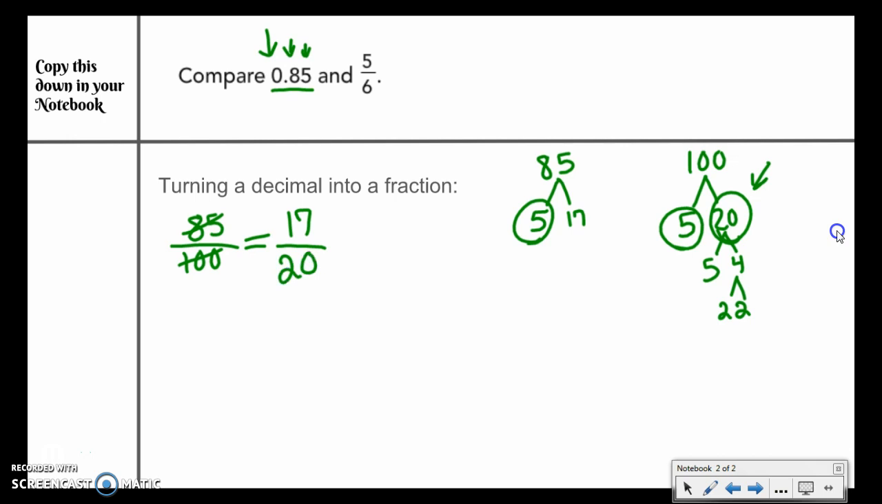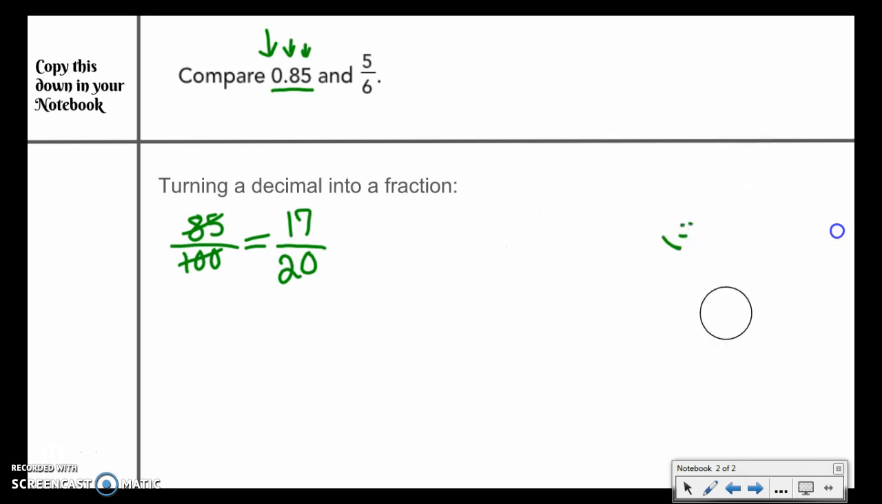All right. Since 17 is prime and 20 and 17 cannot go into each other, this is as far as our fraction is going to go for right now. But we are going to be comparing. We're comparing 17/20 to 5/6. Again, 17/20 is 0.85 turned into a fraction.